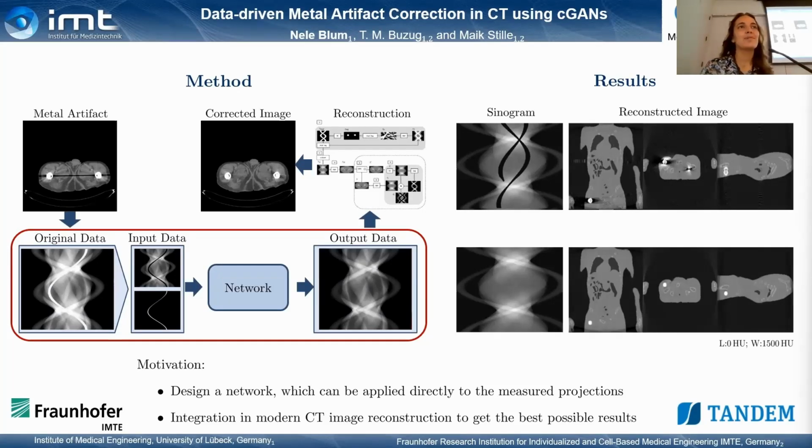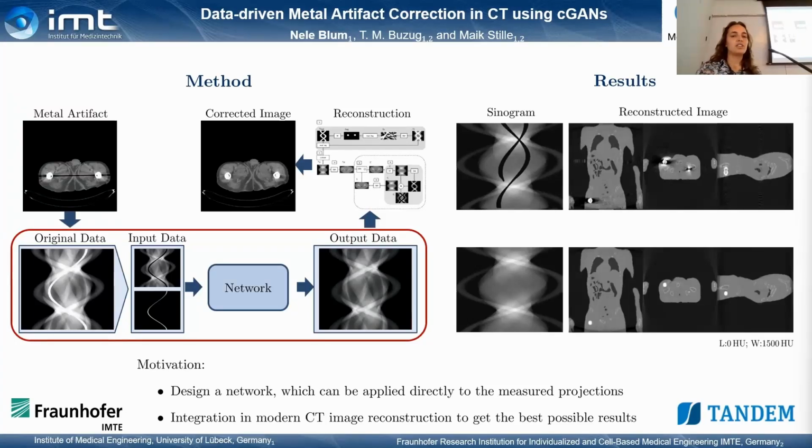Hello, my name is Nele Blum from the University of Lübeck, and today I'd like to present a method for how we can reduce metal artifacts already in the projection domain by using conditional generative adversarial networks. We use the projection data with the missing image information together with the corresponding binary mask as an input for the network, and then we train our network by using different networks which interact with each other. So we can train our network in an unsupervised way without using any ground truth data.